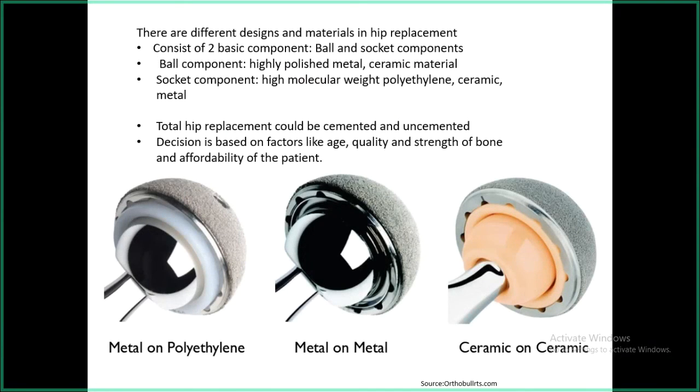Arthroplasty, total hip replacement, is a very large topic, but I have concluded with some slides. There are different designs and materials in hip replacement, which consist of two basic components, ball and socket component. Ball component consists of highly polished metal and ceramic material. Socket component is highly cross-linked molecular weight polyethylene, ceramic or metal. Metal may be cobalt chrome alloy or molybdenum. Total hip replacement may be cemented or uncemented. Decision is based on factors like age, quality of the bone, strength of the bone, and affordability of the patient.